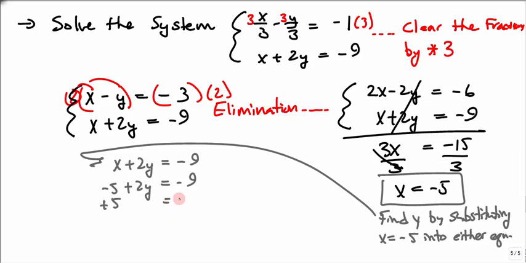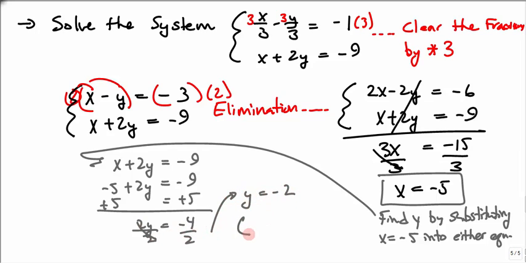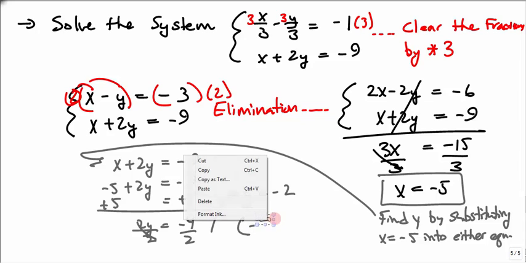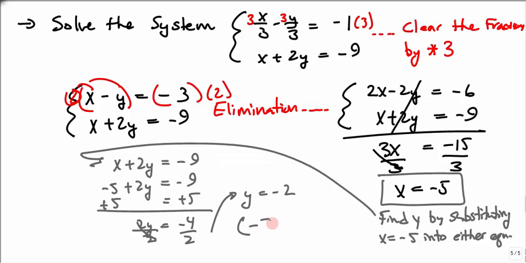I'll add 5 to both sides. I get 2y equals negative 4. Divide by 2, I get y equals negative 2. So my solution is negative 5, x comes first, negative 2. That's my solution. Now you can go ahead and plug in and check as well, like we've been doing before. Another thing you could do is solve for y and try and graph.